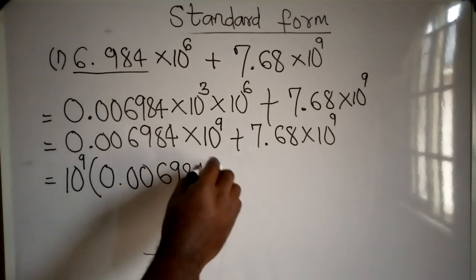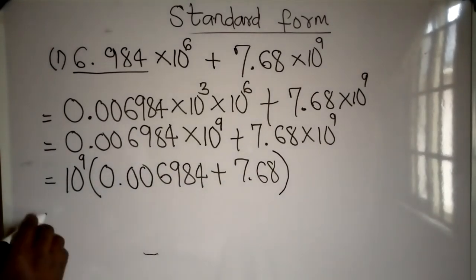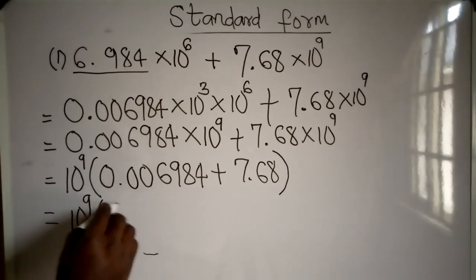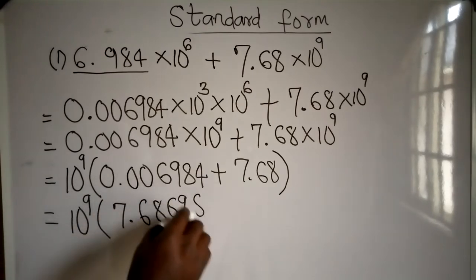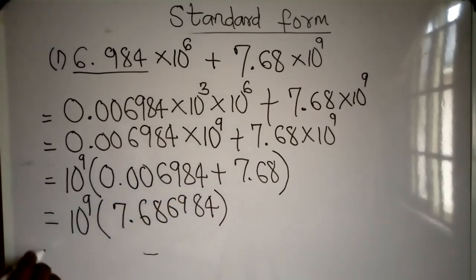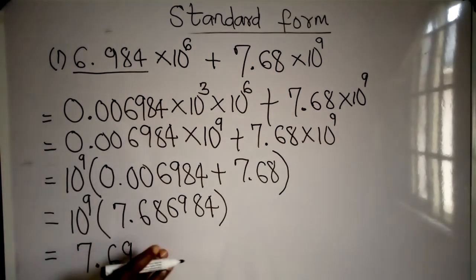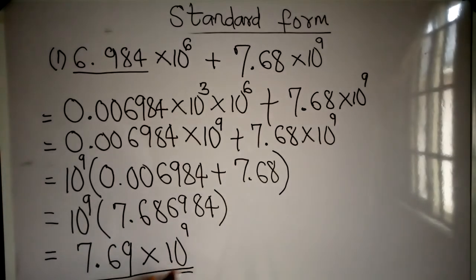0.006984 plus 7.68. That will give me 10 to the power of 9. If I add up these two, I will get 7.686984. So my final answer, if I'm to express this to two decimal places, that will give me 7.69 times 10 to the power of 9. This is my final answer. Quite simple.